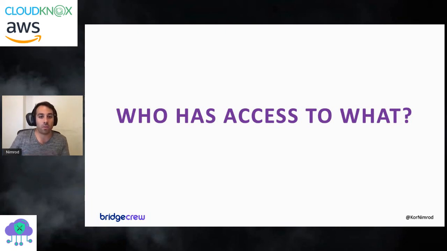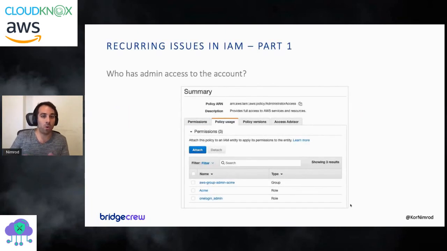So let's start out with a simple question. Who has admin access, which is full access to my AWS account? When I asked this question in the beginning, naturally I went to the administrator access, which is a managed AWS policy, and I tried to understand who has access to that policy, who has that policy attached. So you can see here, this is an example account. We have 2 roles, which have admin access to the account, and also a group.